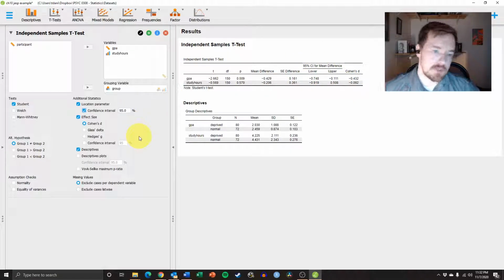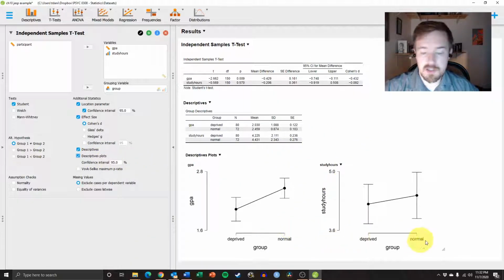That's pretty much it. So pretty straightforward. If you want to play with the plots, you can, but they don't always look so good. This one actually doesn't look super bad, but I don't know. Basically, the way you interpret this is that, hey, it looks like for GPA that it goes up between deprived and normal versus study hours, which are mostly the same. But again, I don't really like these plots because I am a snob when it comes to plots.